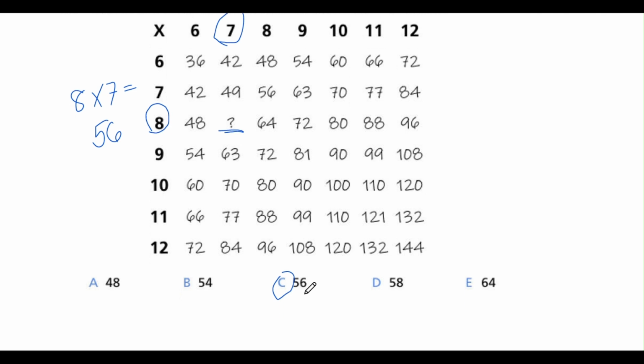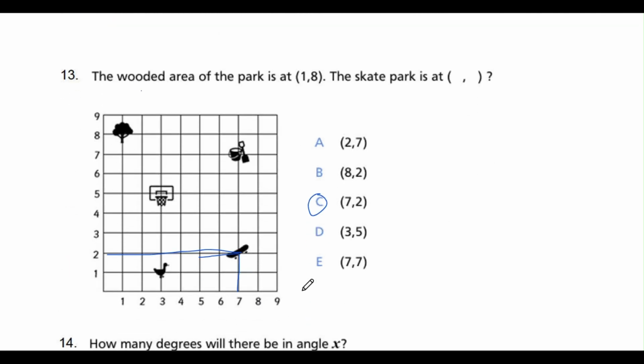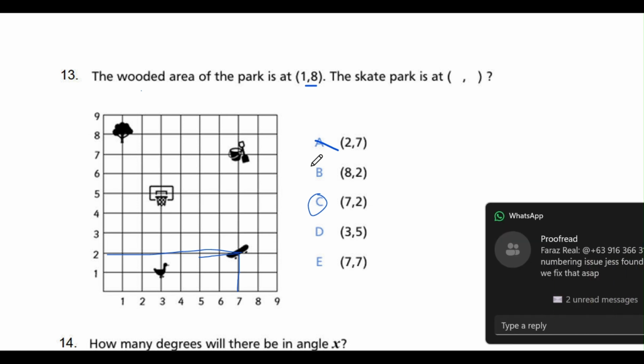Question 13. Okay, let's move on to question 13. The wooded area of the park is at 1, 8. The skate park is at... Multiple choices. A is 2, 7. B is 8, 2. C is 7, 2. D is 3, 5, and E is 7, 7. The answer is C, which is 7, 2. Why not the other options? Option A, 2, 7, is the result of swapping the X and Y coordinates, going up first, then along. The other options point to different, incorrect locations on the grid.